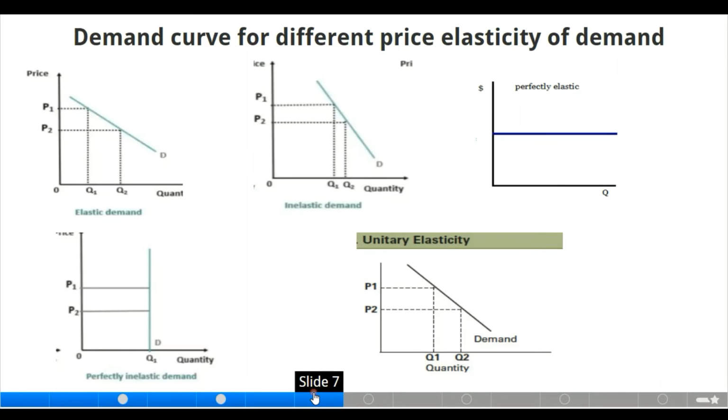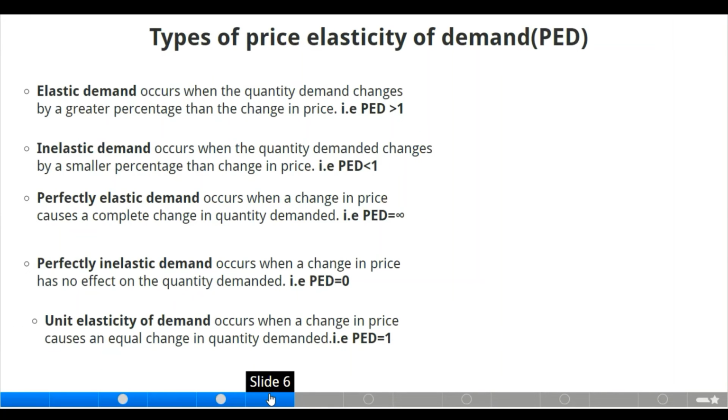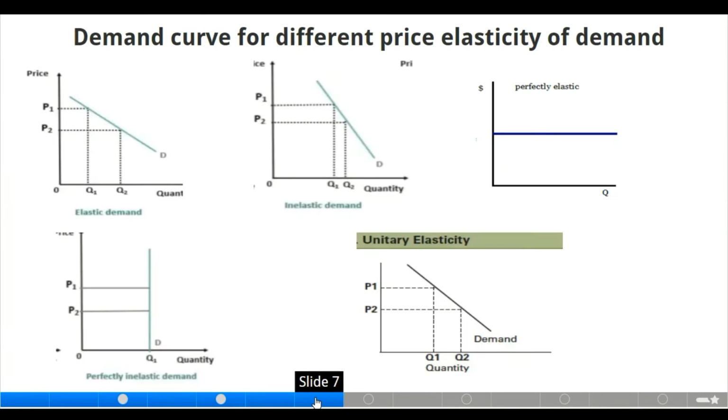We have inelastic demand also, which occurs when the quantity demanded changes by a smaller percentage than the change in price. Let us see, we have inelastic here where we have bigger changes in price which result in a smaller change in quantity demanded.